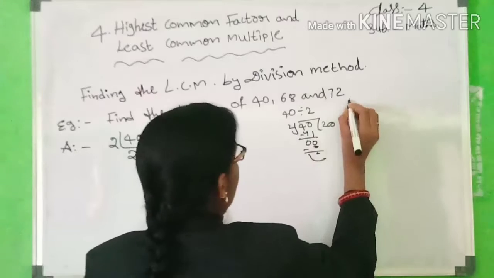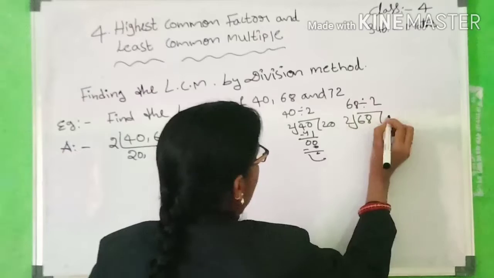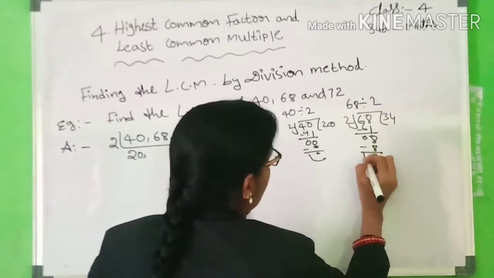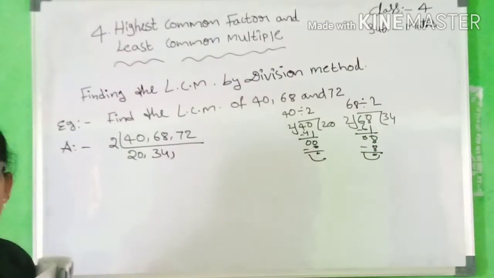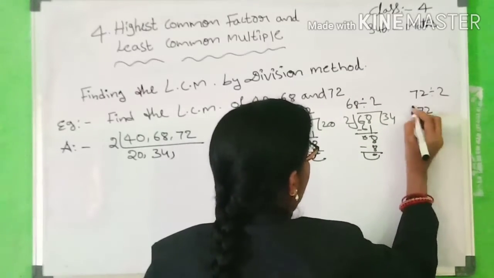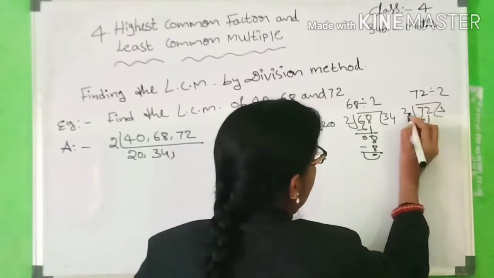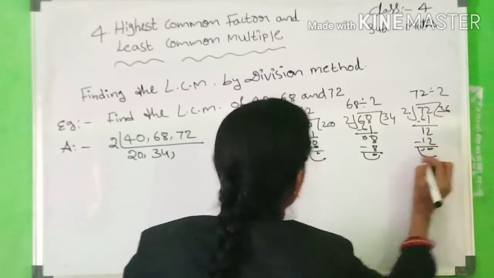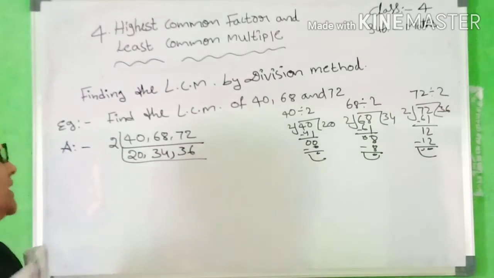Now 68 divided by 2. 2 3s are 6, 0. Bring down 8. 2 4s are 8. What is the answer? 34. Next, 72 divided by 2. 2 3s are 6, 1. Bring down 2 here. 2 6s are 12. Now, what is the answer? 36. Now, 20, 34, 36.